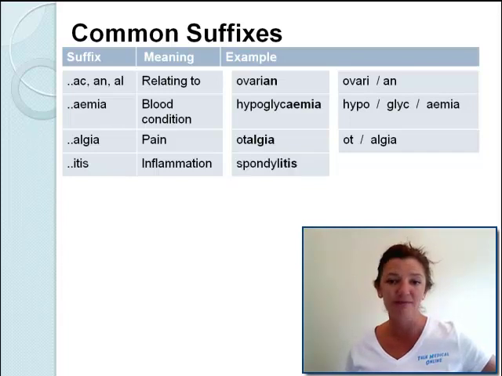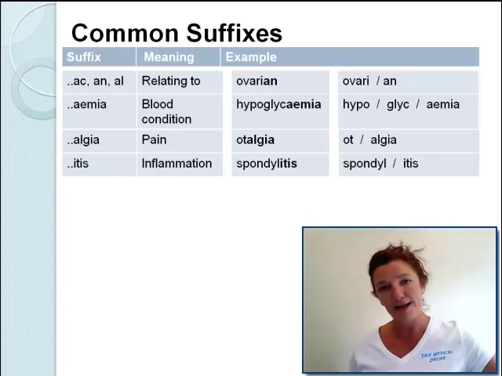Itis is inflammation. Spondylitis, let's break it down. Spondyle, break, itis. Reading it from the back end, inflammation of the vertebrae. Spondyle is vertebrae.